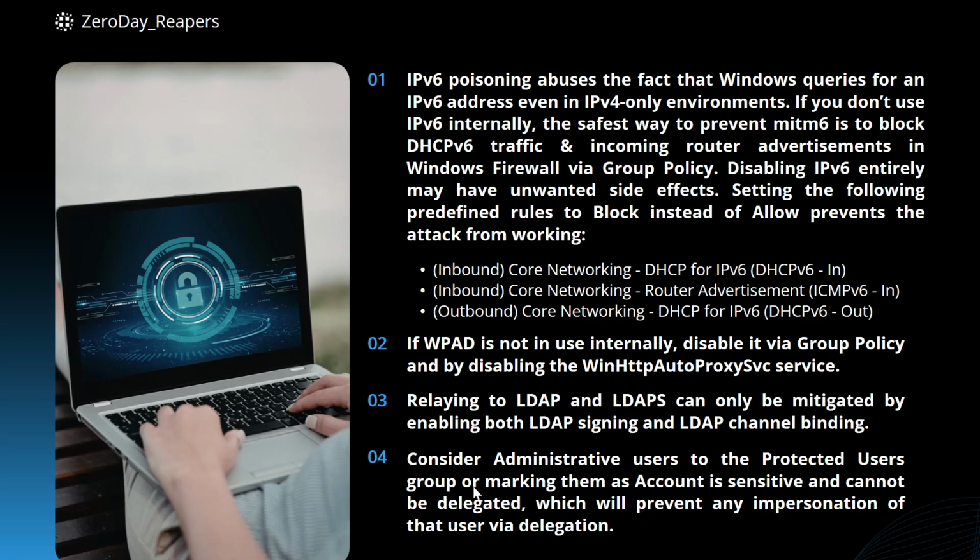And so to fully disable this, there's a few different things that we can do. We can cut the head off by disabling IPv6, but best practice is, hey, we should actually just do some block rules in the firewall. We should disable WPAD. We should enable LDAP signing and channel binding, and we should consider moving our admin users to the protected users group.